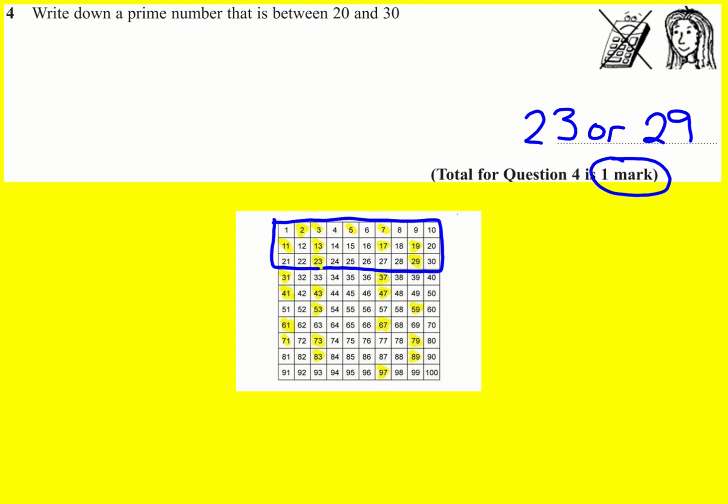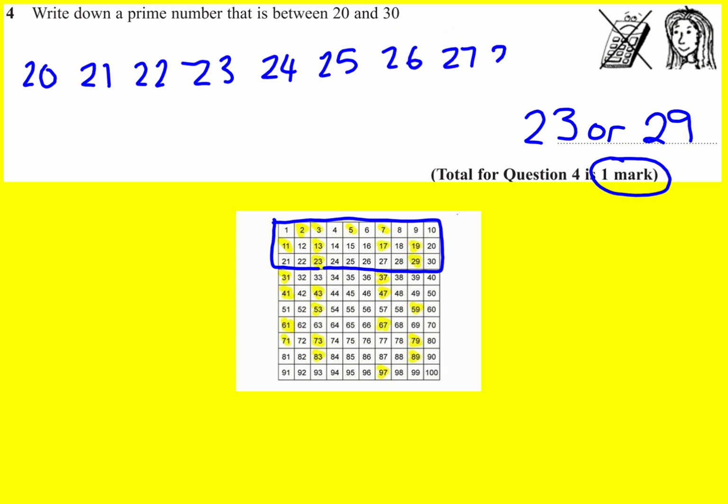If you can't remember your prime numbers, you can just look at the other numbers that are between 20 and 30. So I'm listing them here. We know that anything ending in a 0 or a 5 is divisible by 5. So that's divisible by 5 and indeed 10. That's divisible by 5. That's divisible by 5 and indeed 10 as well.